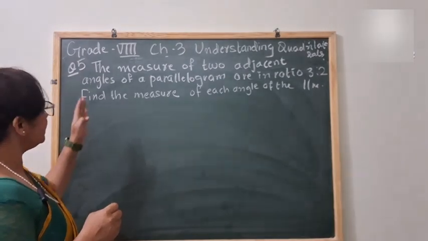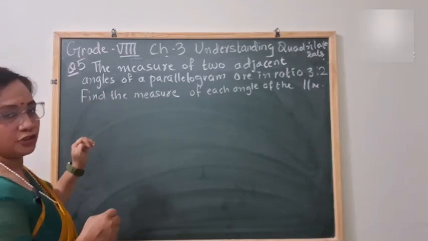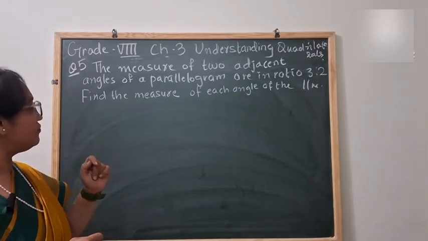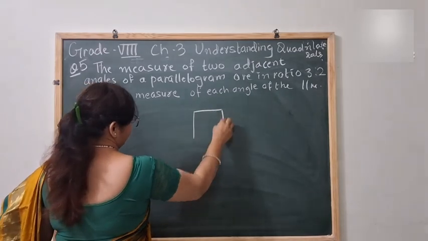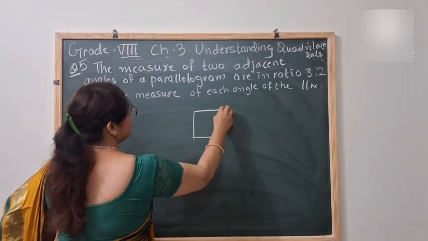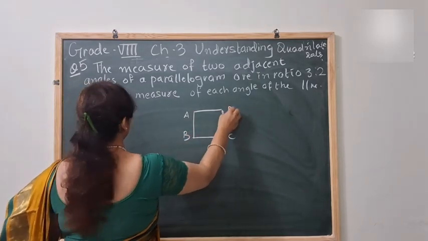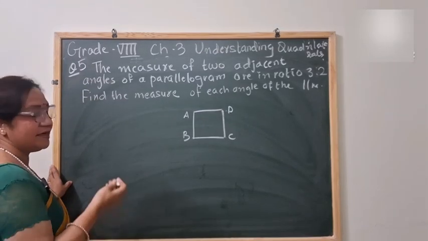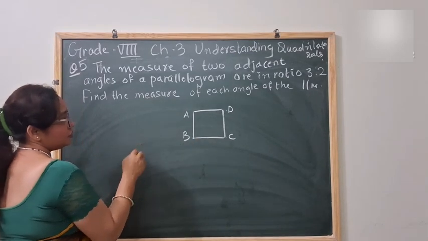Question number 5 says the measure of two adjacent angles of a parallelogram are in the ratio 3:2. Find the measure of each angle of the parallelogram. Now you can draw a parallelogram here. This is a parallelogram. The measures of two adjacent angles, you can take any two adjacent angles. Suppose I am taking angle B and angle C. So they are in the ratio of 3:2.